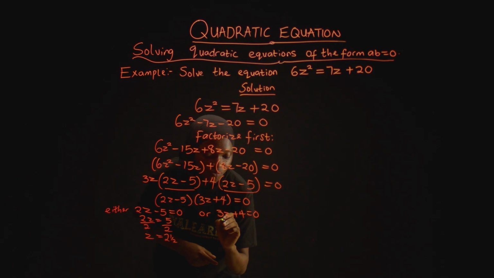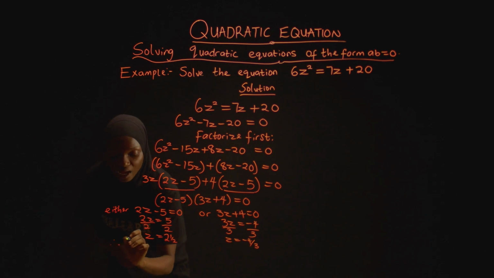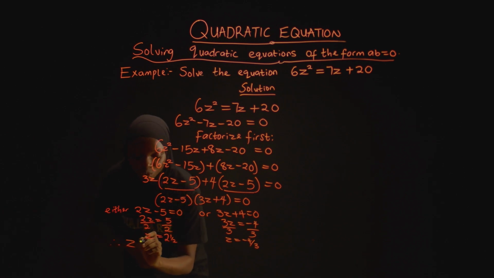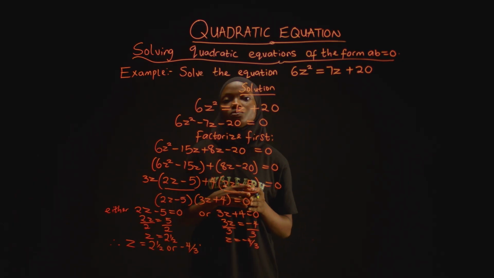And here we'll be having 3z equal to minus 4. We divide both sides by the coefficient of z, which is 3. So here we'll have z equals minus 4 over 3. So therefore, the value of our z would be equal to 2 and 1 over 2 or minus 4 over 3. And that's how to solve this kind of equation.